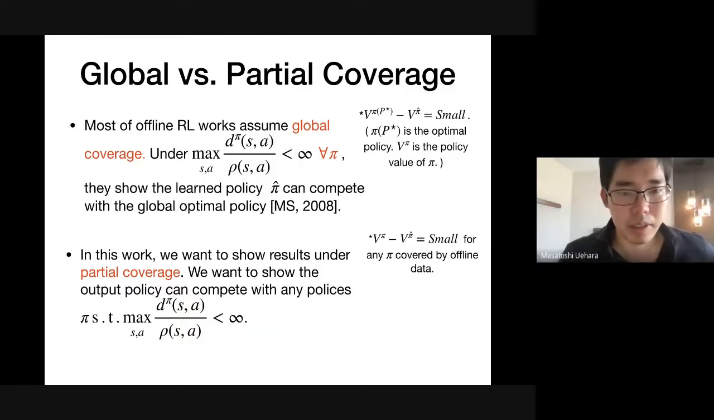Yeah, thank you. I forgot to mention that partial coverage is strictly weaker than global coverage, because if you want to compete with the optimal policy under the partial coverage regime, what you need is that the infinity norm is bounded for just the optimal policy. But in the global coverage regime, you need this boundedness for any policy. So in this sense, the second regime is strictly better than the first regime because you can relax the assumption.